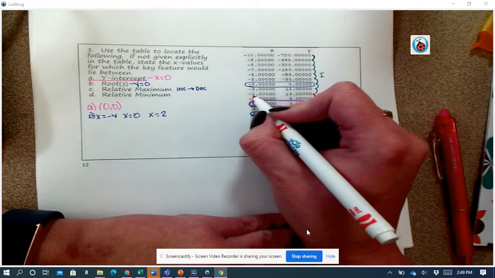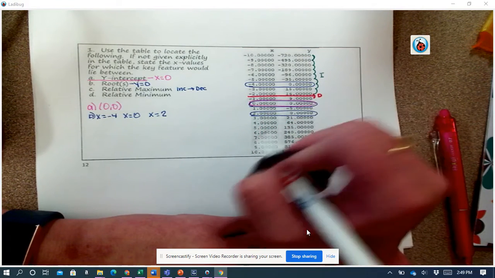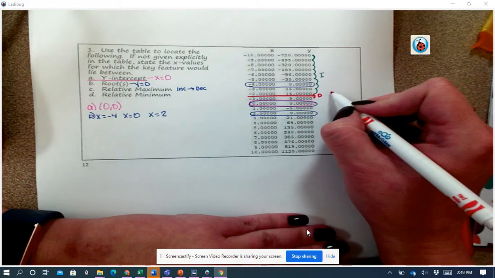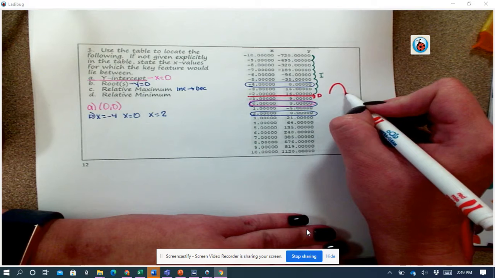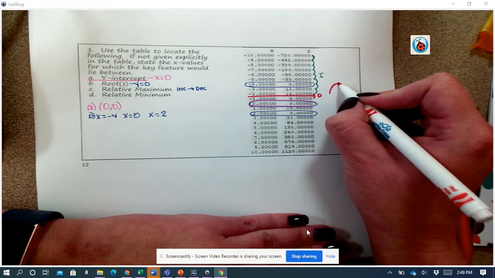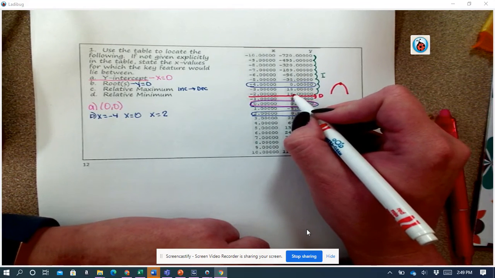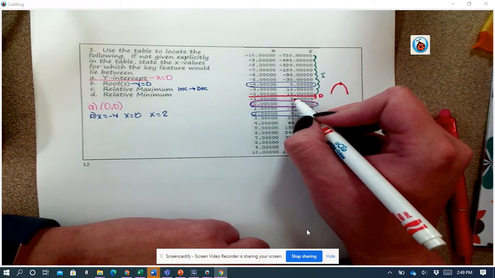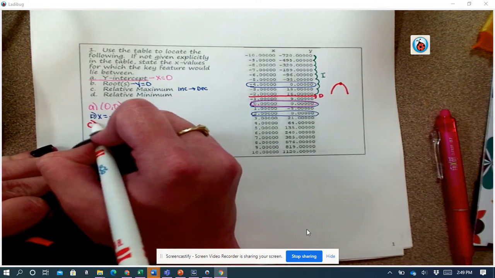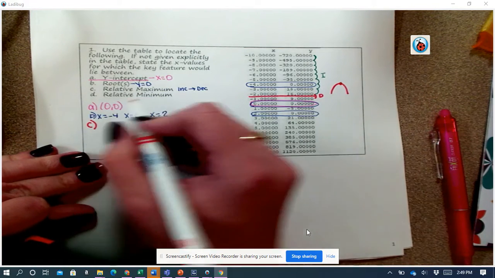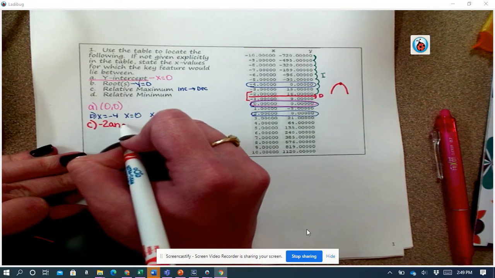So what that means is somewhere in here, it changes directions. So it's like it was increasing, increasing, increasing, and then decreased. So that means that this would be your absolute maximum. If we knew the point exactly, then there would be symmetry in the table. But we don't know the point exactly. So we're going to say that it is between the numbers -2 and -1.